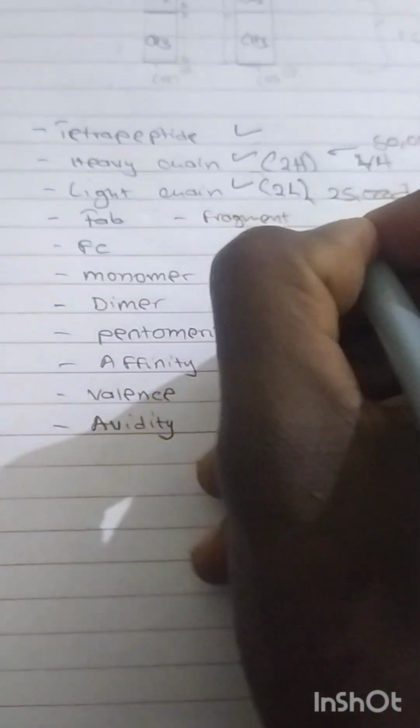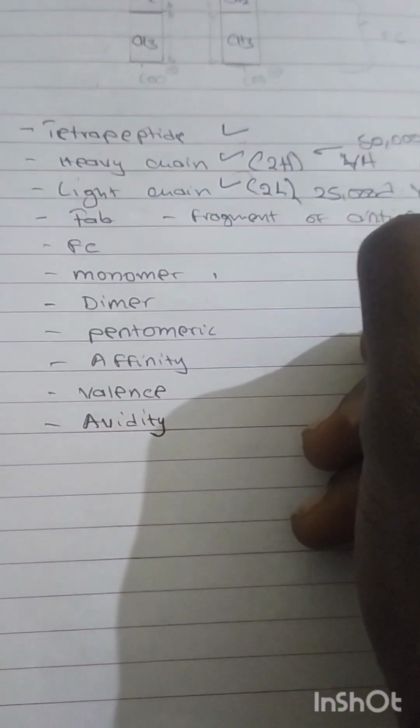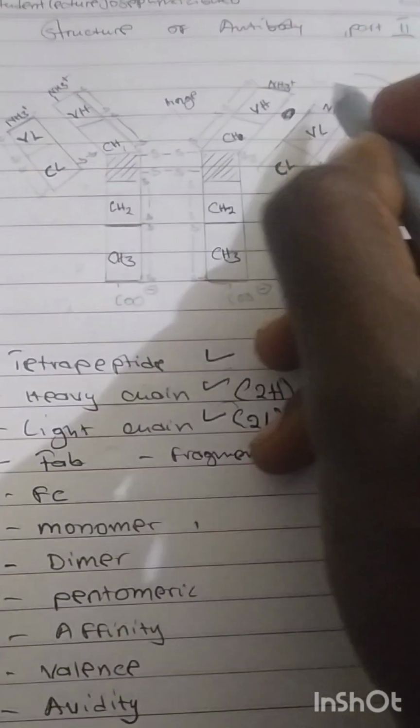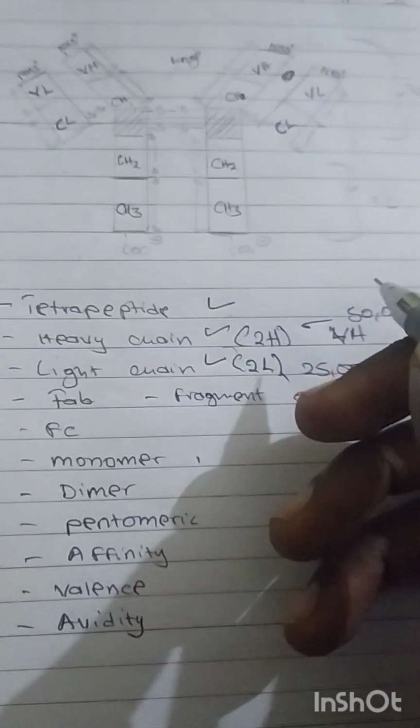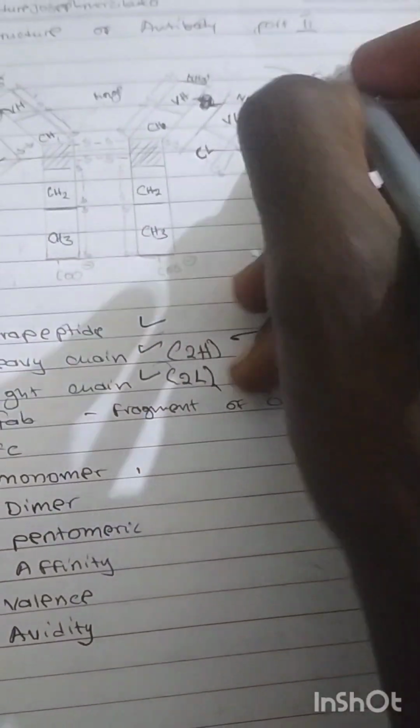So we have FAB. FAB means fragment of antigen binding. When it is cut like this, this upper part is called the FAB, because it is where the antigen will bind. The antigen will bind in the variable region. That's what this place is called, FAB.